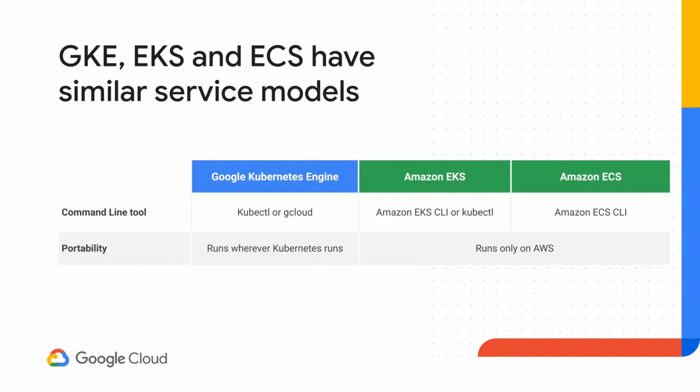Finally, one of the big advantages of GKE is portability. Kubernetes can run on a variety of clouds as well as physical hardware and virtual machines. Amazon EKS and Amazon ECS can only run on AWS.